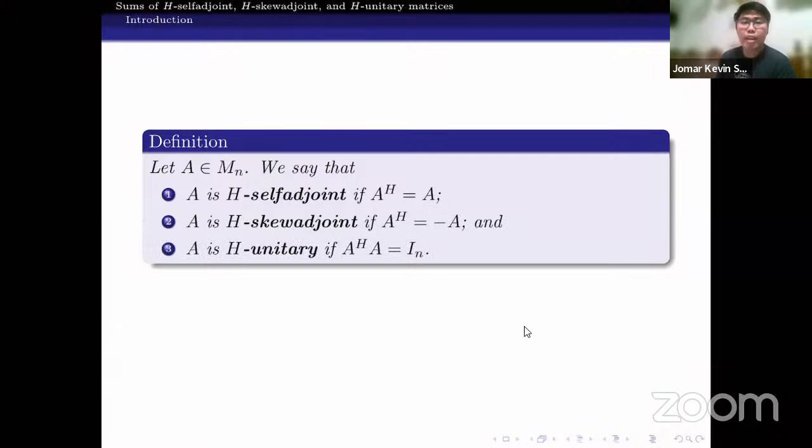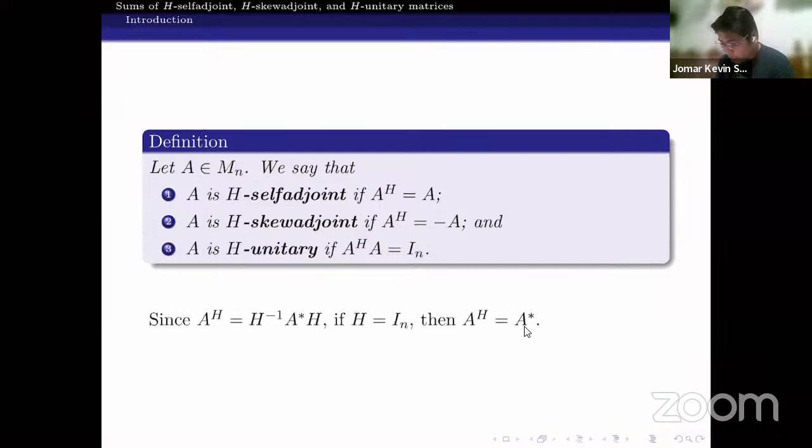And A is H-unitary if A to the H times A is the identity matrix. So we can say that these three types of matrices are defined from the indefinite inner product, because we took them from the H-adjoint, and the H-adjoint was also taken from the indefinite inner product. Okay. So recall the value for A to the H that we mentioned earlier.